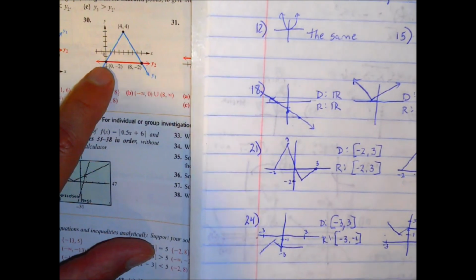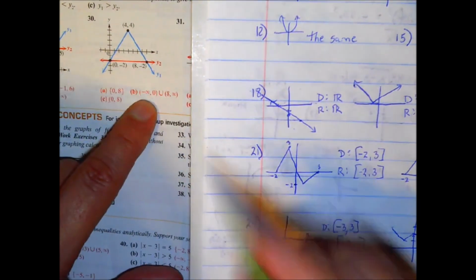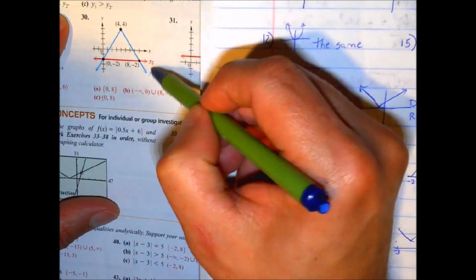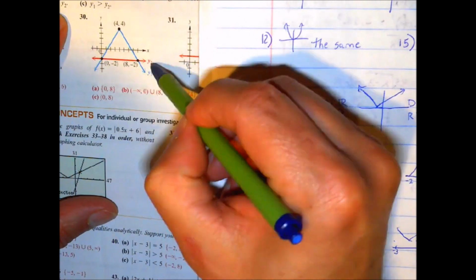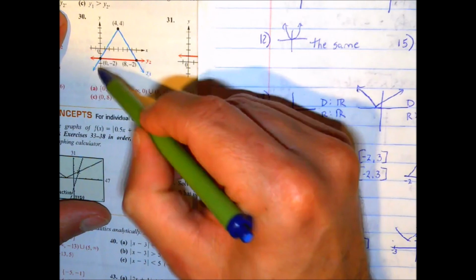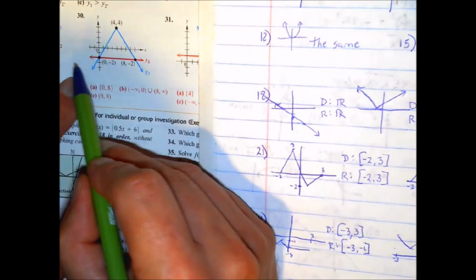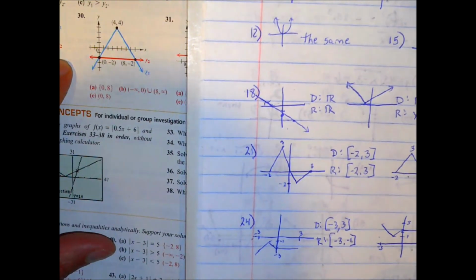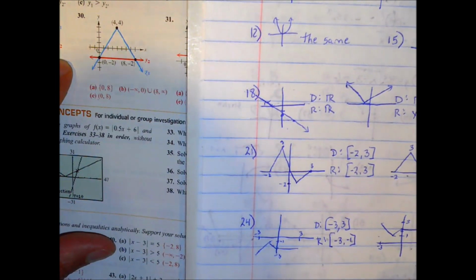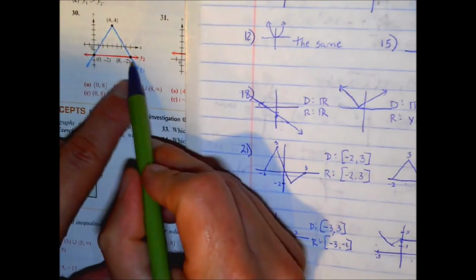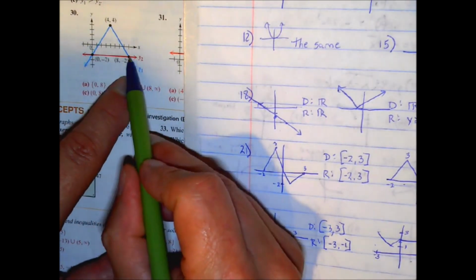For part B, where is the y1 less than the y2? Here's our y1 and here's our y2. So thinking back to last chapter, our y1 is less than y2 down here and down here. So this would be from negative infinity up to 0. It's not "or equal to," so open. And y1's also less over here, so from 8 to infinity.